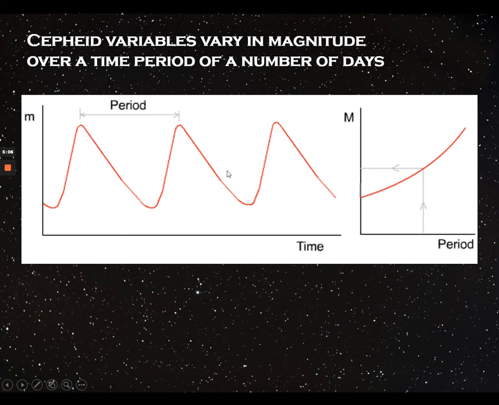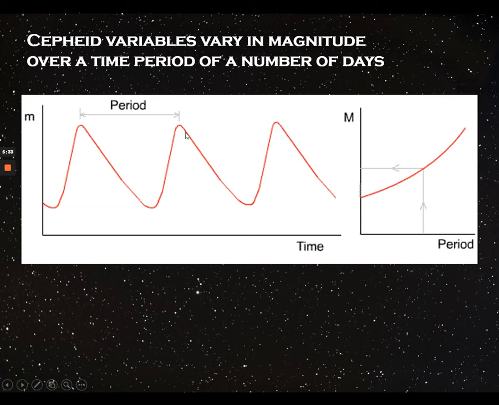And she found that there was a link between how bright a star actually is and how long it takes to get brighter, dimmer and brighter again. So that's the period, or the time period, of a variable star. So the time period is how long between peaks of brightness. And she found that the brighter the star was, the longer the time period was.